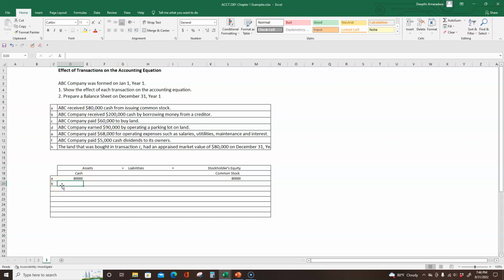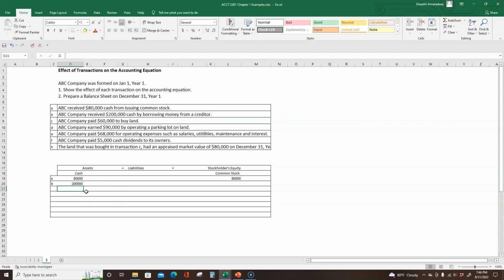Transaction B says ABC Company received $200,000 cash by borrowing money from a creditor. So the company borrowed money. We are the company. We borrowed money. When we borrowed money, we received $200,000 cash. So what happened? Our cash increased by $200,000. So in the cash column, I'm going to put a positive $200,000 to show that my cash increased by $200,000.